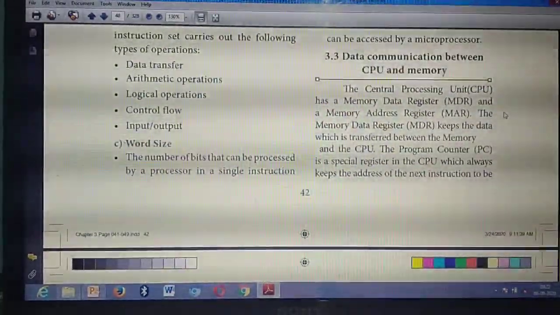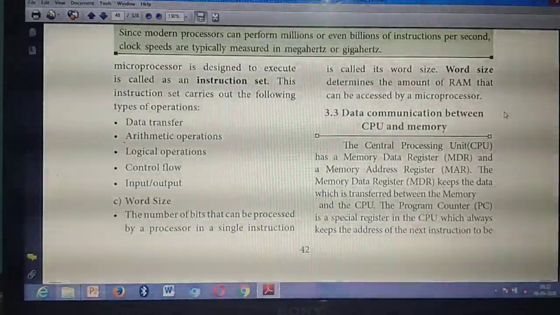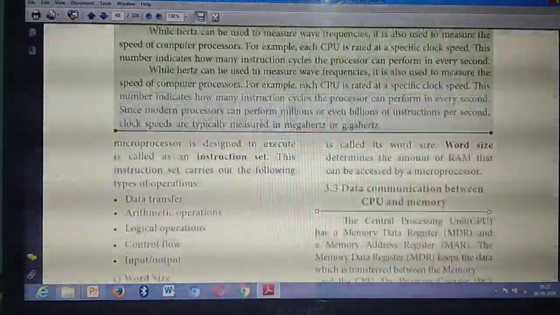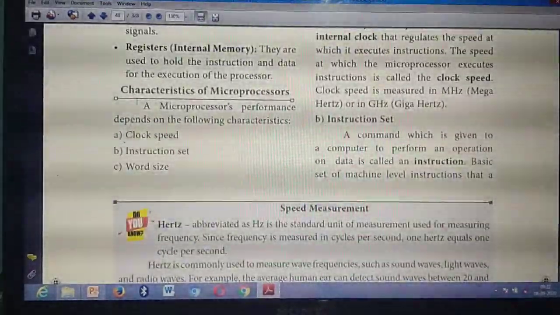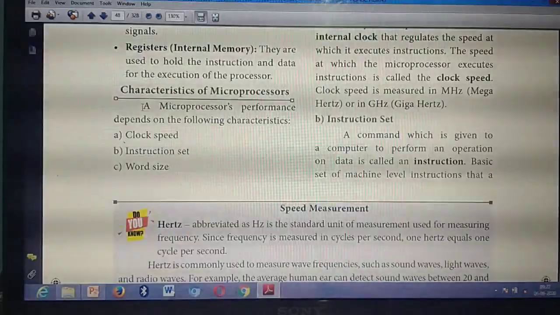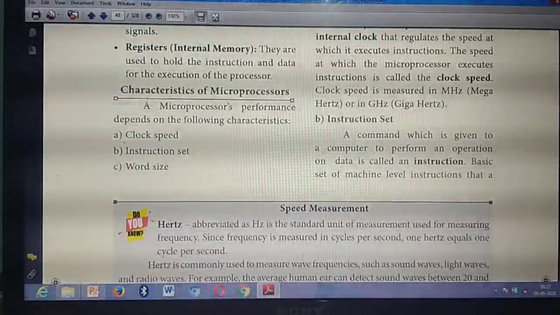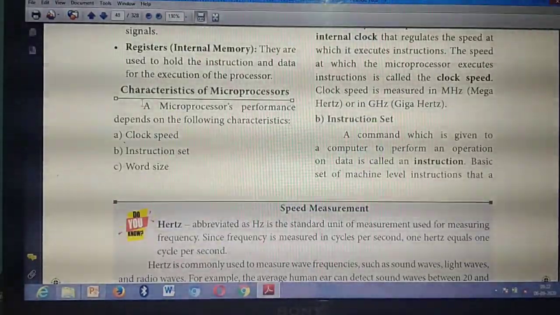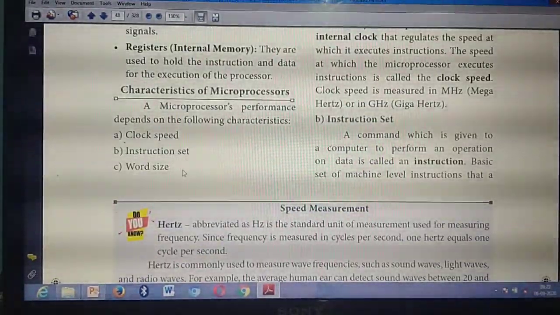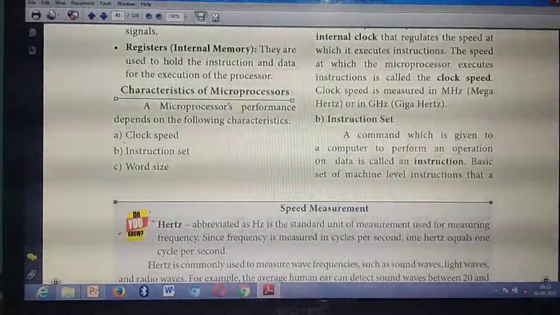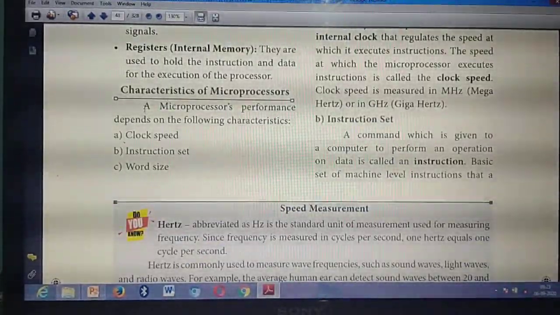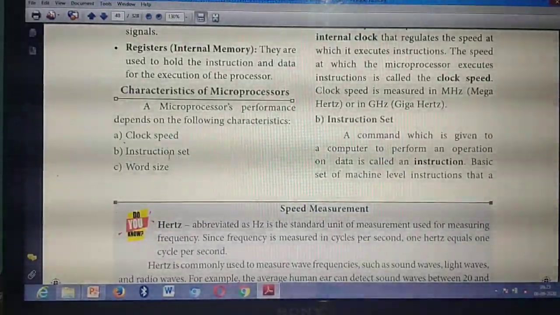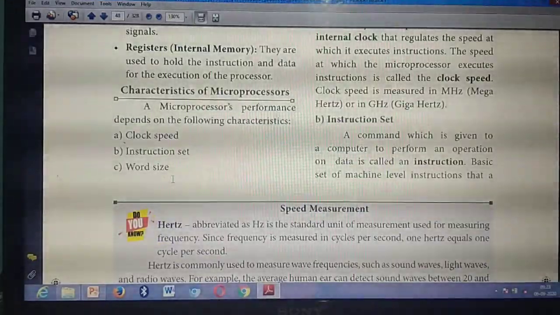So page number 42. What are the influence which in the characteristics of a microprocessor? The microprocessor performance depends on the following characteristics, from here up to word size. First 2 mark, 3 points. Okay, have you all marked?